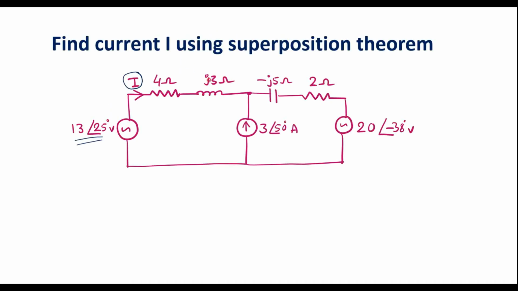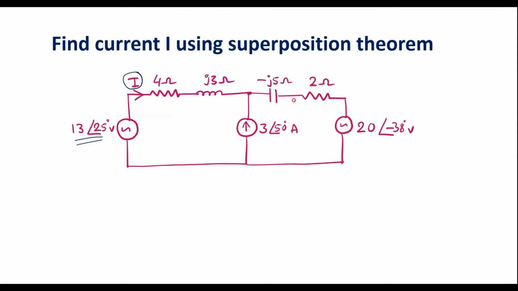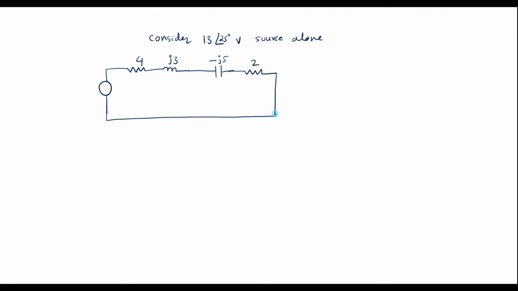That is, consider 13 angle 25 degree source alone. So in that case, we have, let me draw the circuit. So here we have 4, J3, then minus J5, then we have 2, then this will be short circuited, this is shorted and this is open circuited. So the circuit looks like only this much.